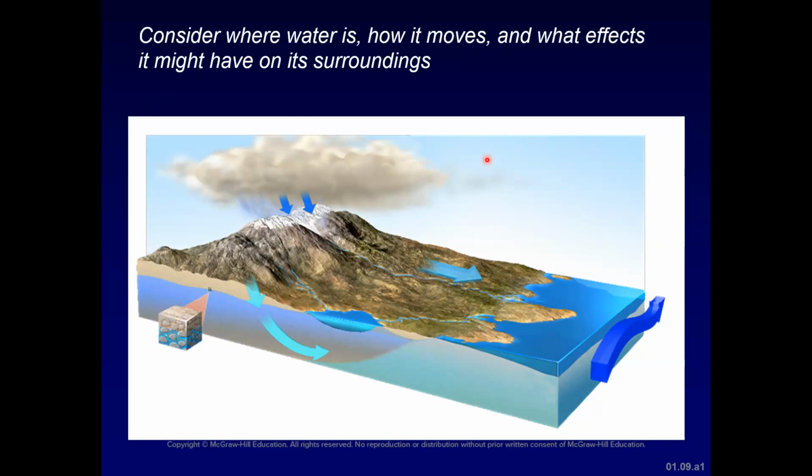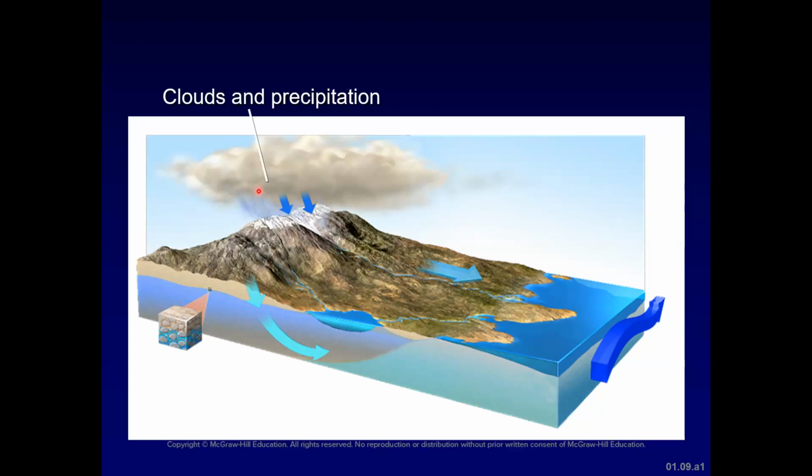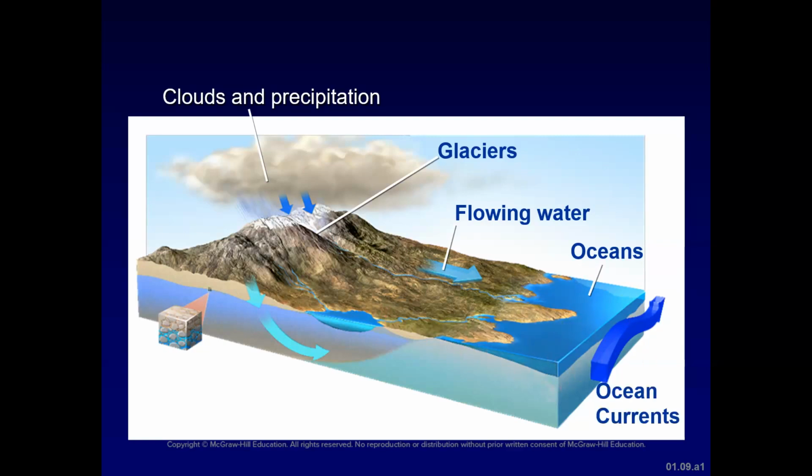Okay, we'll move away from volcanoes for now. Back to water. So where is the water in this diagram? How does it move? And how is it affecting the geologic features and surroundings here? I see precipitation. I see glaciers and flowing water down slope, downhill. And then the ocean here. And ocean currents.